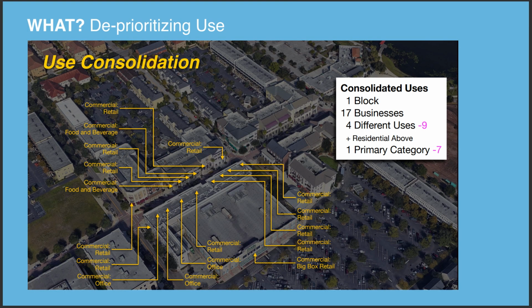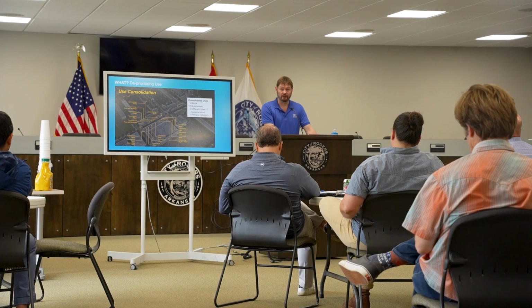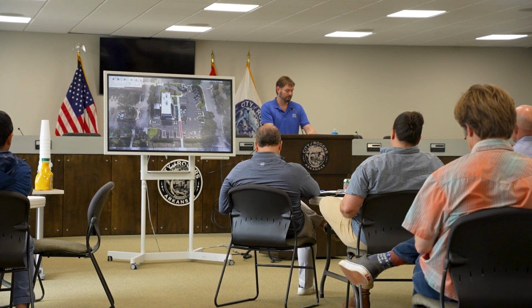And so in this case, we collapsed the uses, and we really only needed four: retail, office, food and beverage, and big box retail. And those specific ones are important, because we may want to control where those uses are around the city, but we don't need to get into the minutia of all the different types of office or all the different types of retail. We don't really care if a retailer is selling clothing or jewelry. That's not important to the outcomes of development.